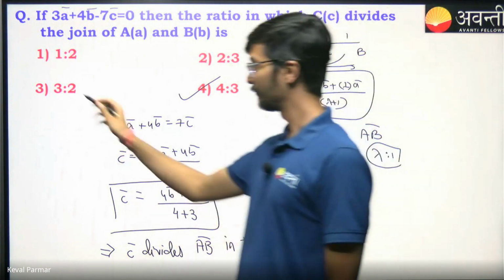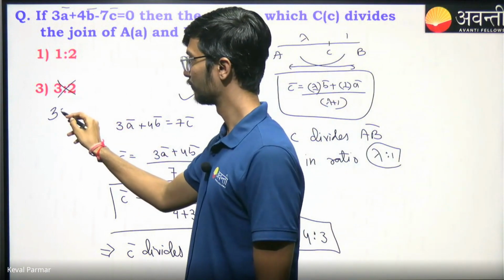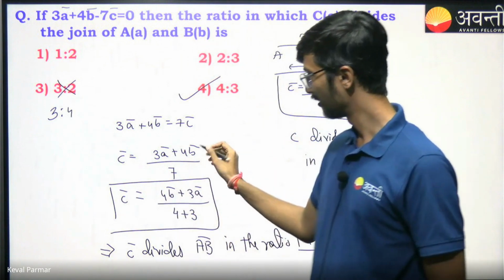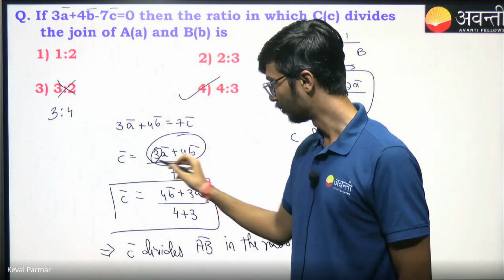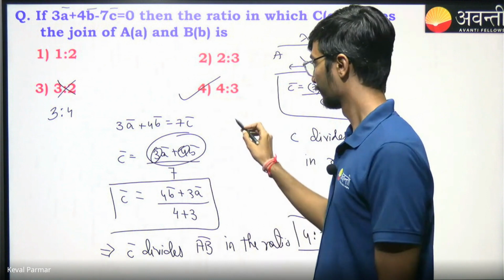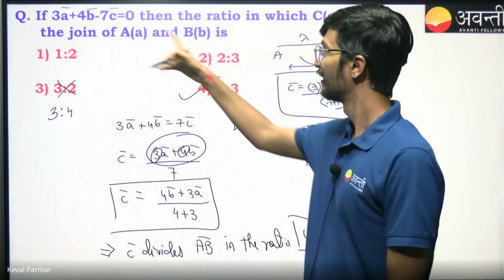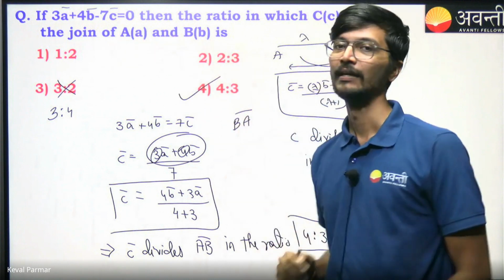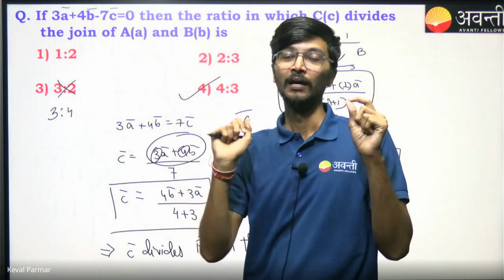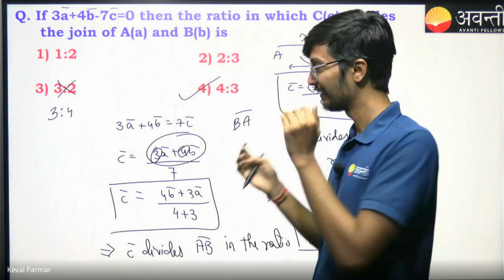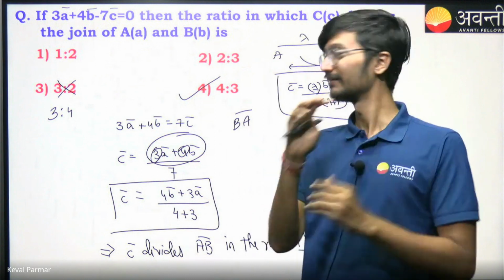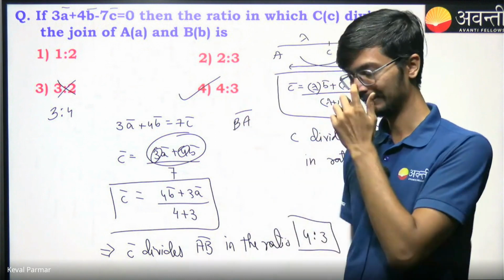Suppose many a time instead of this we are given 3 is to 4. Many of you get confused. Why? Because here the ratio was 3 is to 4, but that 3 is to 4 ratio was for BA bar. If they had asked for the join of B and A, that means B is the first point and A is the final point, so BA bar, then the ratio would have been 3 is to 4. But since it is AB bar, the ratio is 4 is to 3.